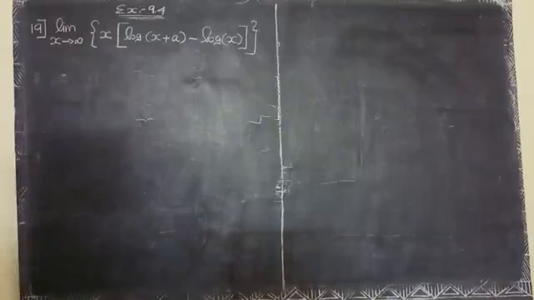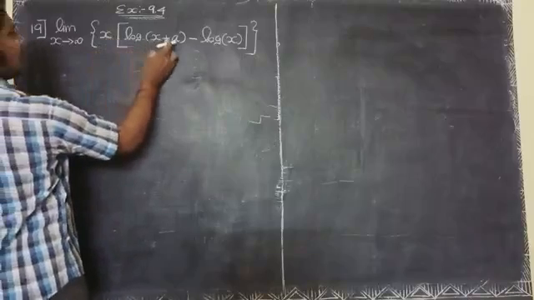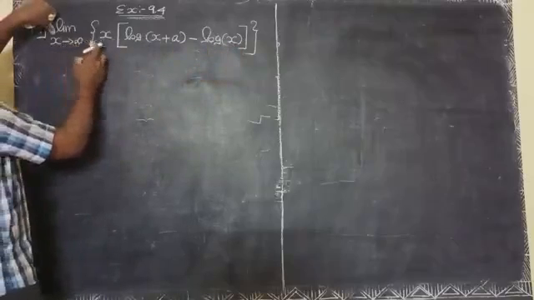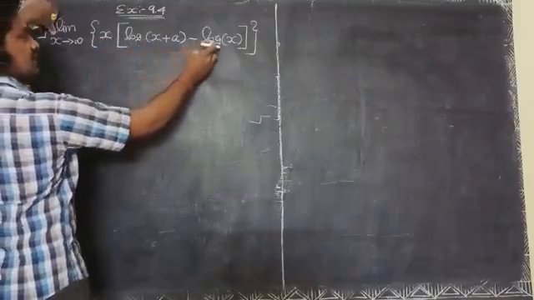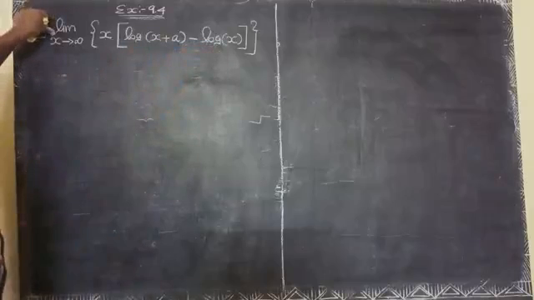Question number 19: limit x approaches infinity, x into log of (x + a) minus log x. Here replace x equal to infinity into the given function: infinity times log of (infinity + a) minus log infinity. Infinity minus infinity, that is an indeterminate form.